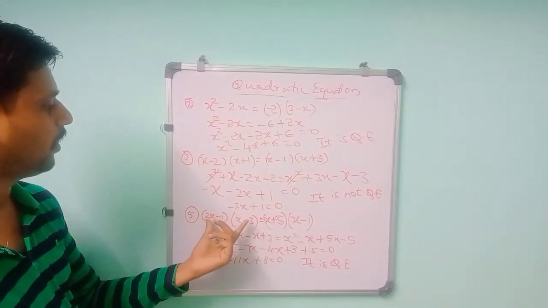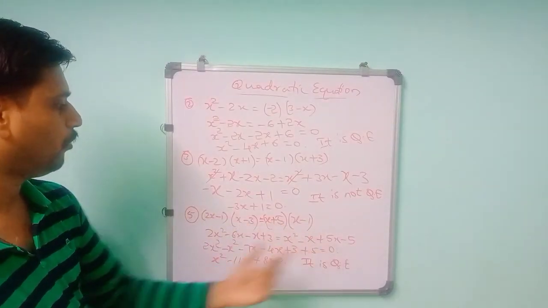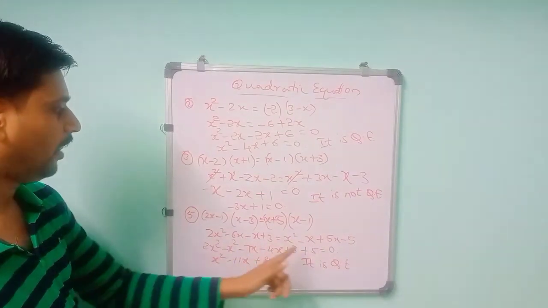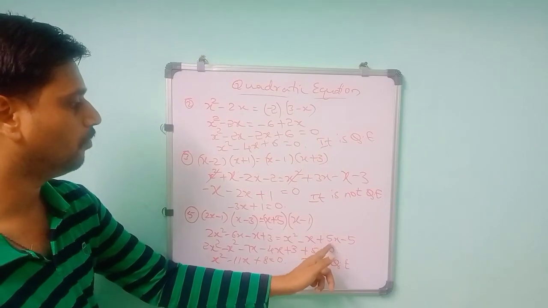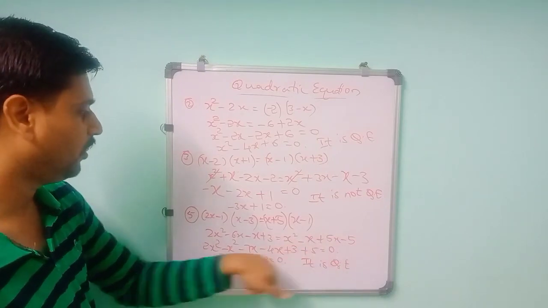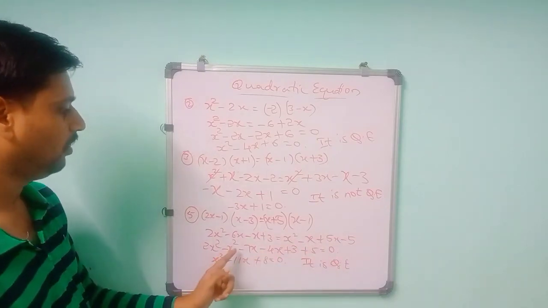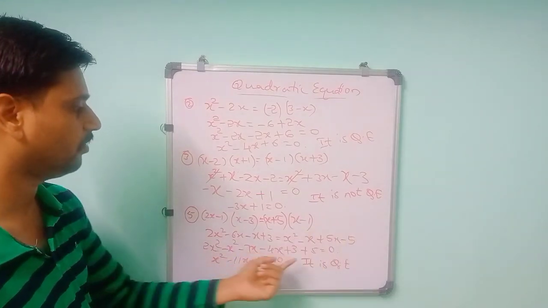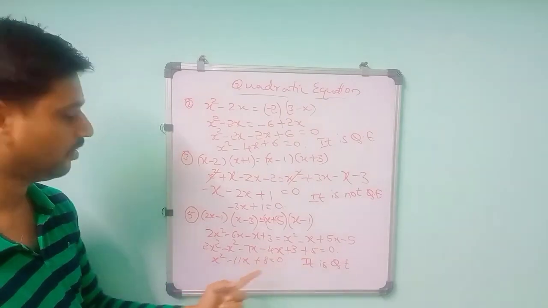This one you have to multiply this way, and this one to multiply. Then you have to shift all the terms to this side. This is minus 6x, minus x there, so minus 7x. And this one is minus x plus 5x. So 5x minus x is 4x. Then you shift this side, means it will become minus 4x. So minus 7x minus 4x is minus 11x, and the plus 3, this is minus 5, when shifted means plus 5. So plus 3 plus 5 is plus 8.